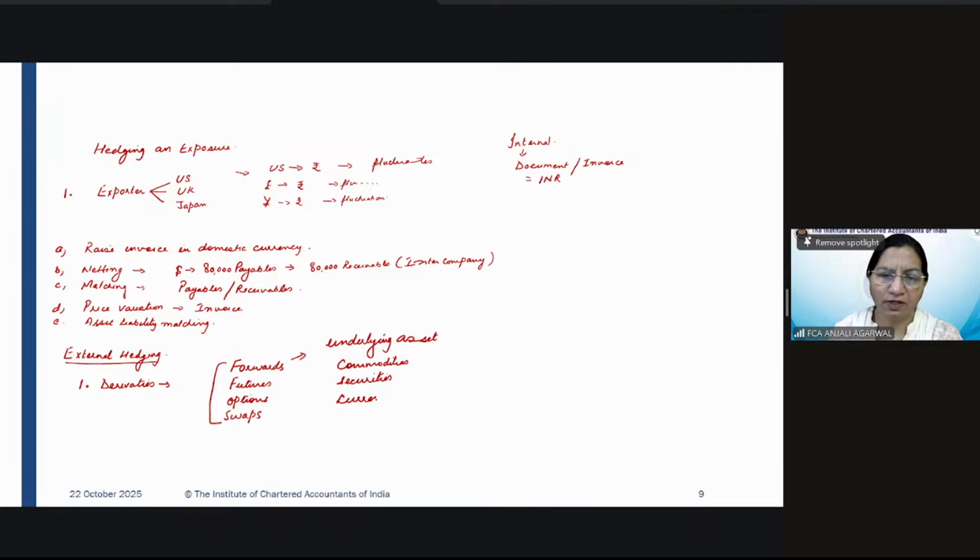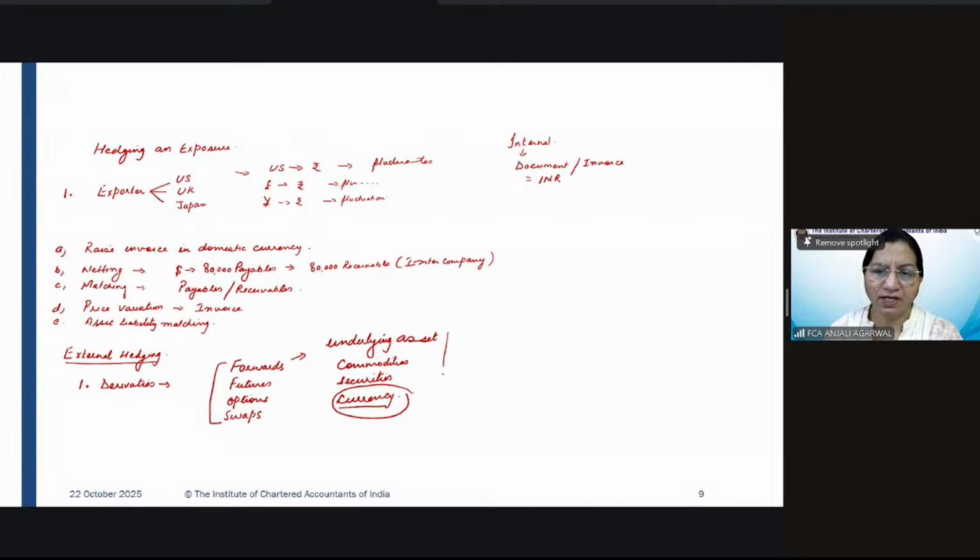So when you are talking about foreign exchange management, you are talking only about the currency hedge, how you will hedge the currency using any of the derivatives like forwards, futures, options, or swaps. So we'll not talk about commodities or securities, but we will see how we can use currency futures, currency forwards, currency options, swaps, etc. to hedge ourselves against the exposure.